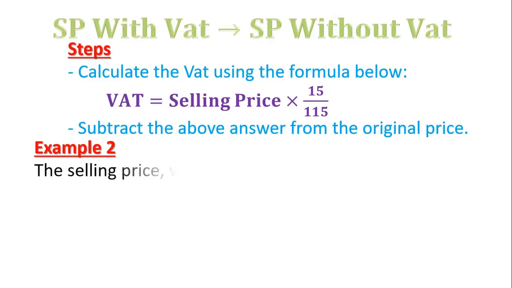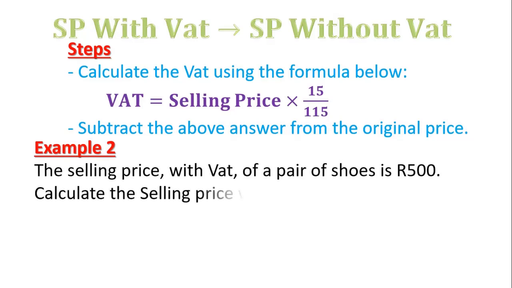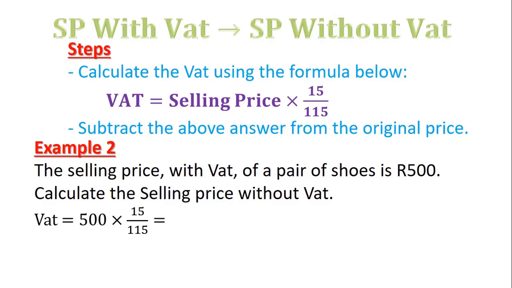Example 2. The selling price with VAT of a pair of shoes is 500 Rand. Calculate the selling price without VAT. We now use our formula, VAT, and that equals, my selling price is 500 Rand, multiply it, and then by 15 over 115. We put that in our calculator, we press equals, and hopefully we get 65 Rand and 22 cents.